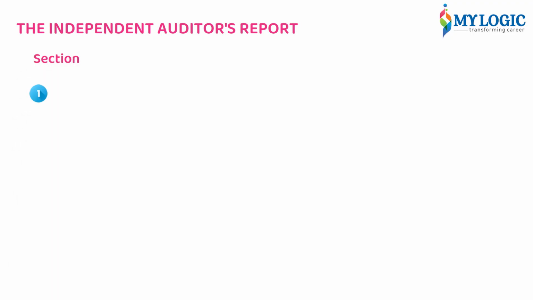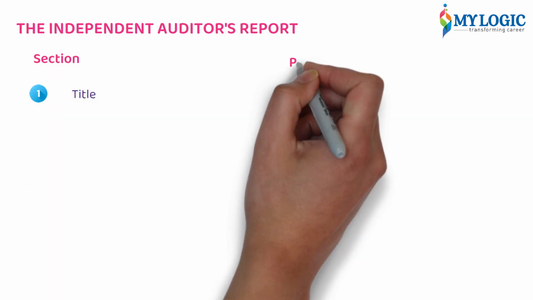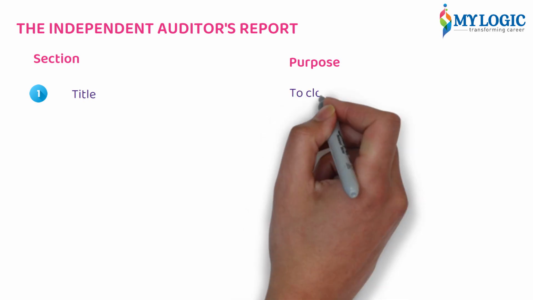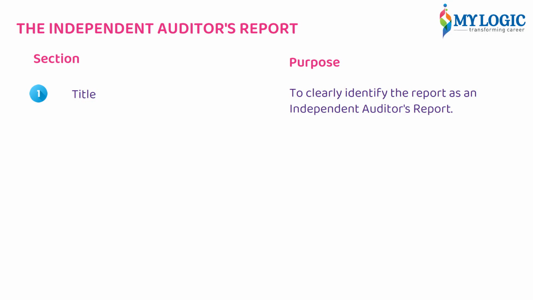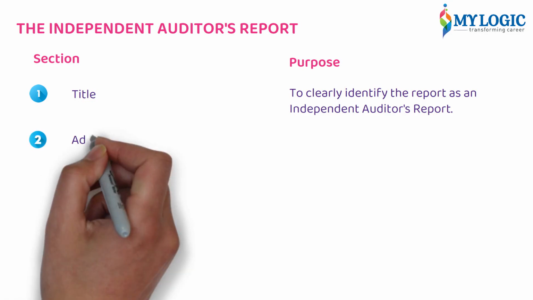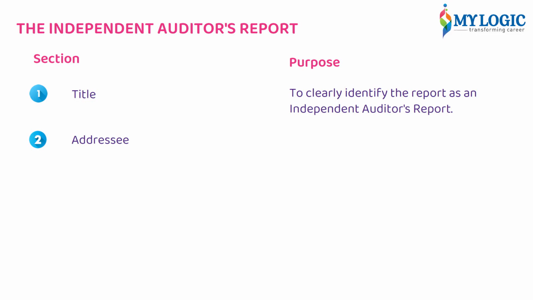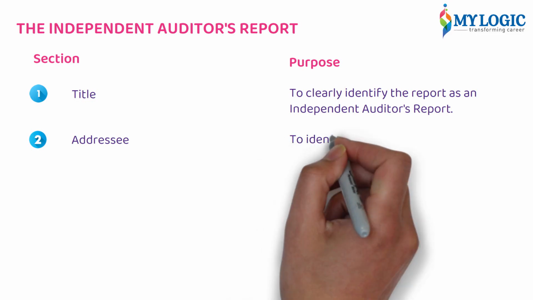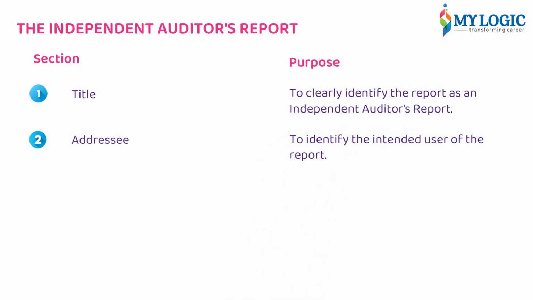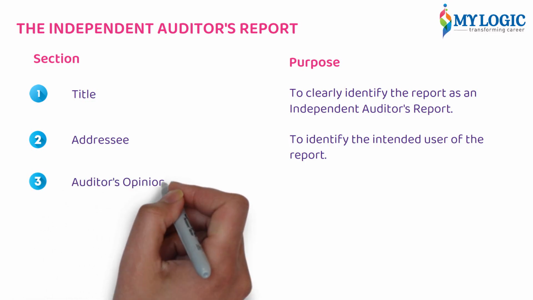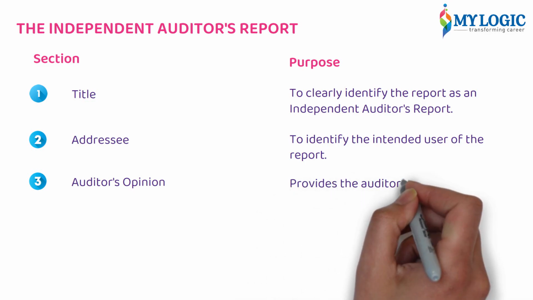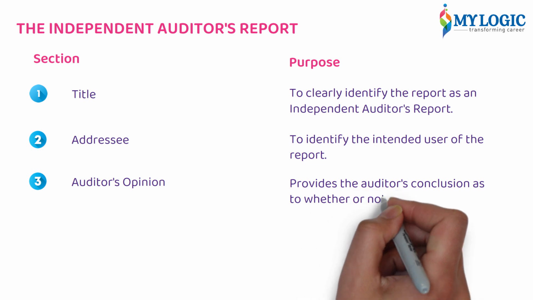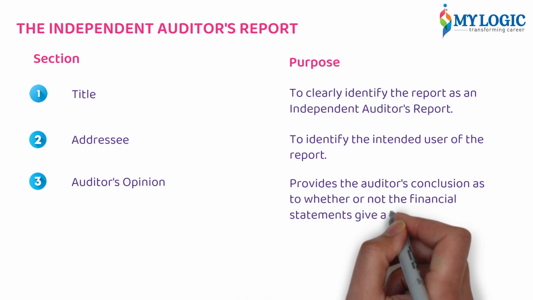Section 1. Title. Purpose. To clearly identify the report as an independent auditor's report. Section 2. Addressee. Purpose. To identify the intended user of the report. Section 3. Auditor's opinion. Purpose. Provides the auditor's conclusion as to whether or not the financial statements give a true and fair view.